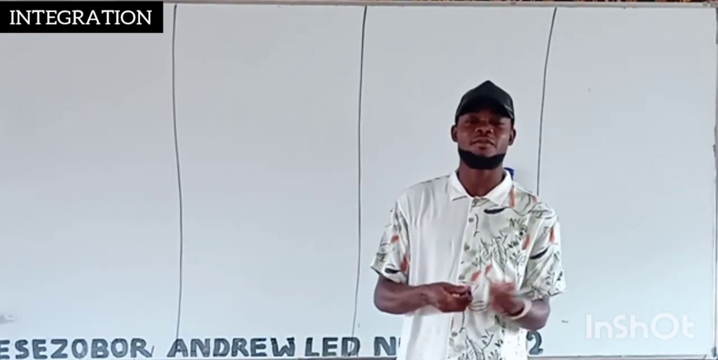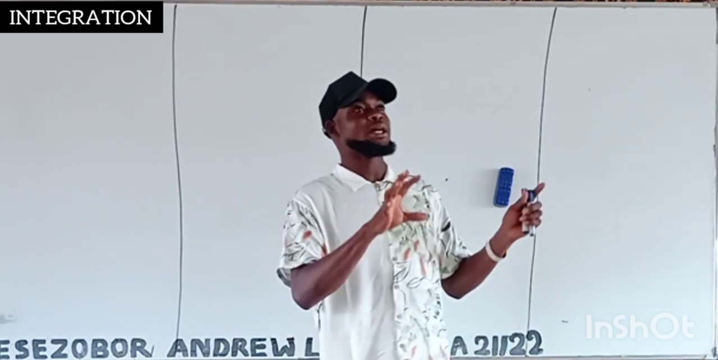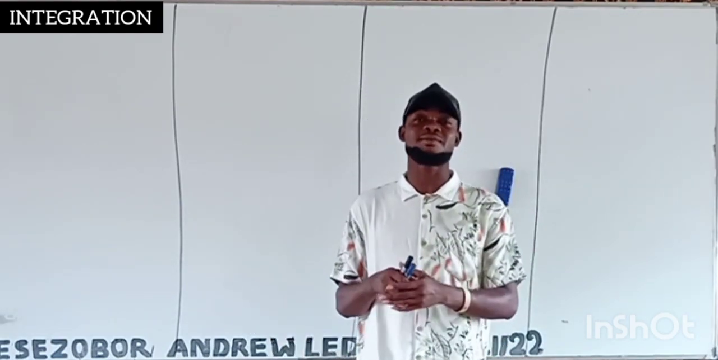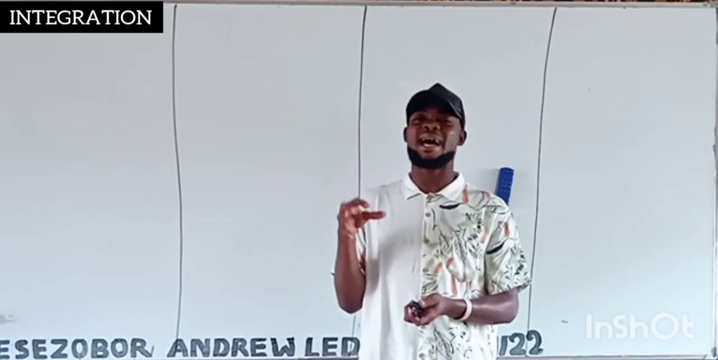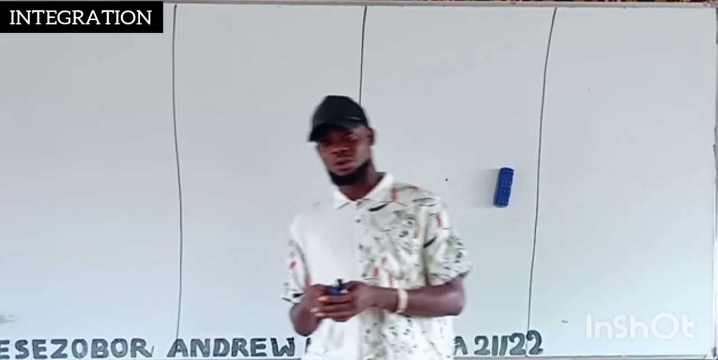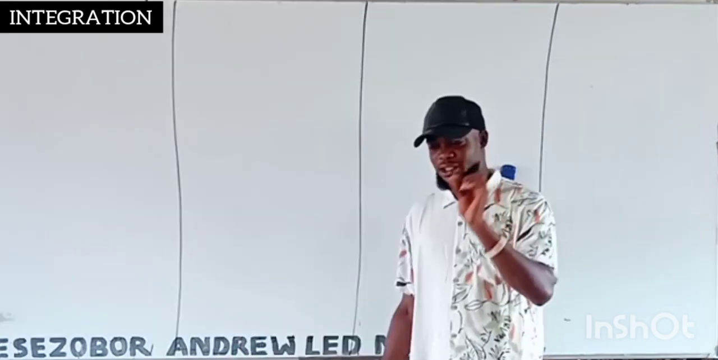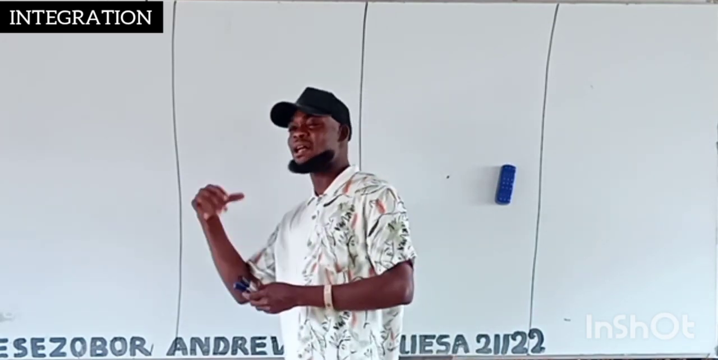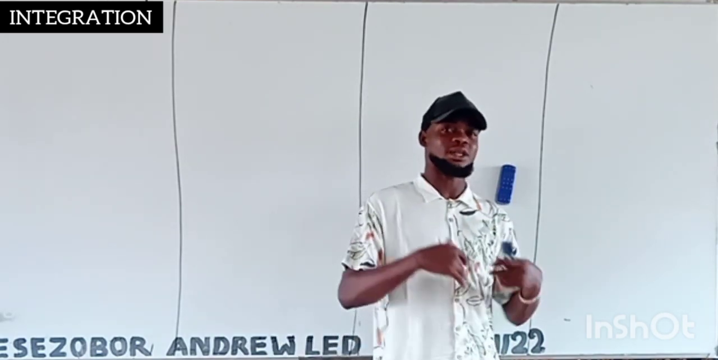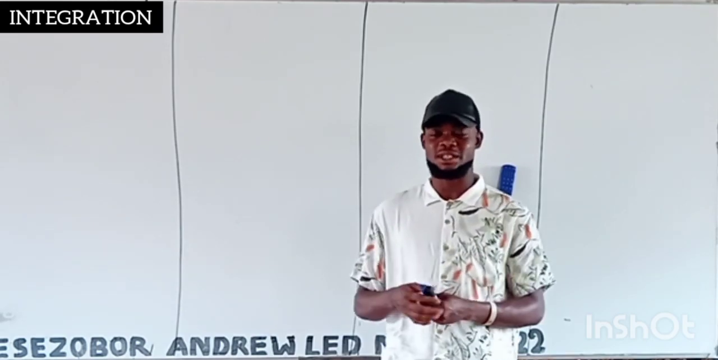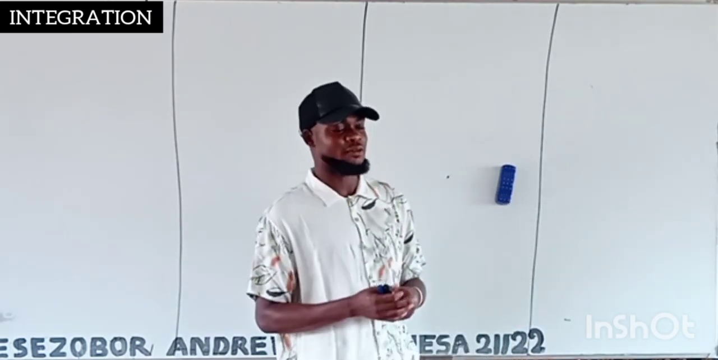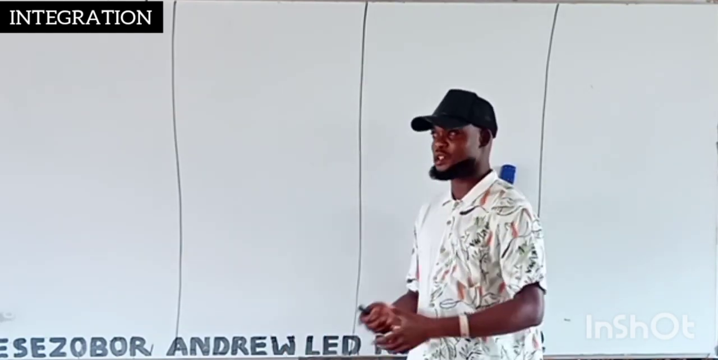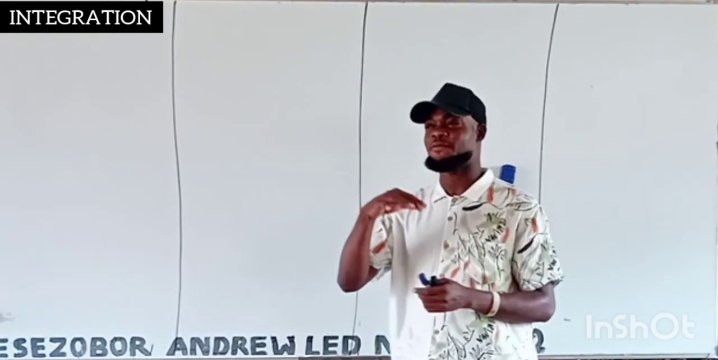Now, what is the meaning of integration? We said differentiation is the art of finding the derivative of a function. What about integration? Integration is also known as antiderivative. Integration is a branch of calculus that deals with the study of antiderivatives, how to check the reverse of differentiation. That's what we're looking at now. Integration is also known as the reverse of differentiation.